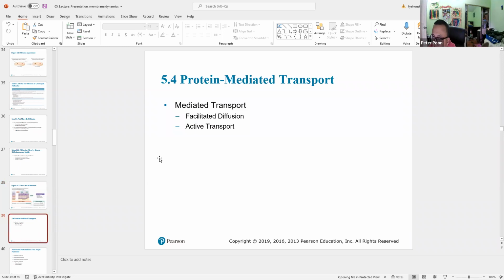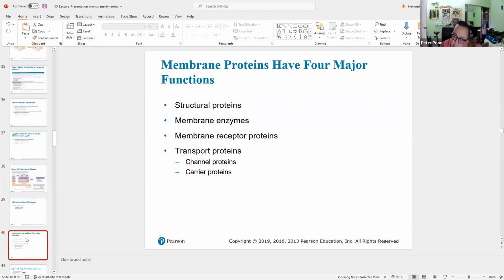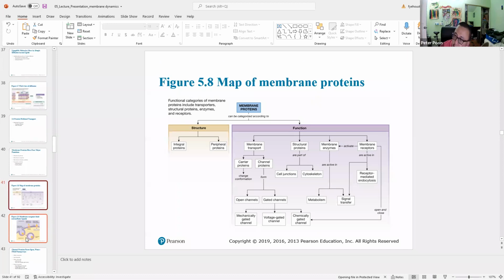All right, protein-mediated transport. Membrane proteins have four major functions. One of them is structural proteins. They hold the membrane together and anchor it to other cells. Those are the boring ones. The more important ones have function: membrane proteins for membrane transport, structural proteins that hold the shell together, and then membrane enzymes and membrane receptors.